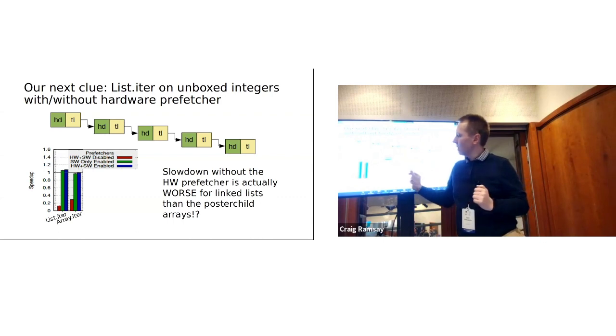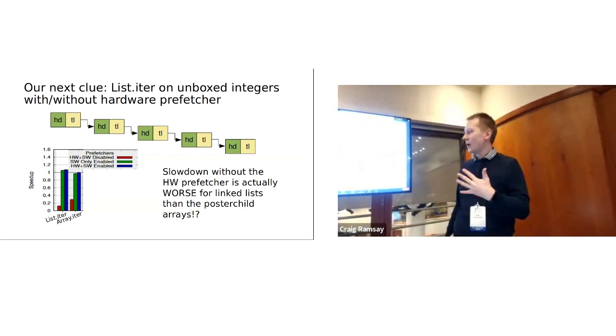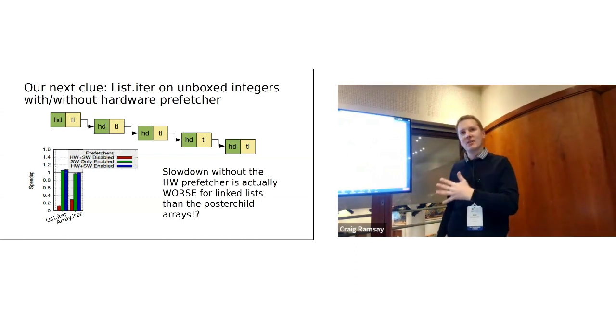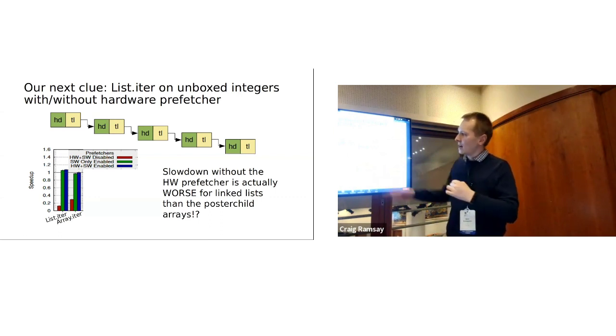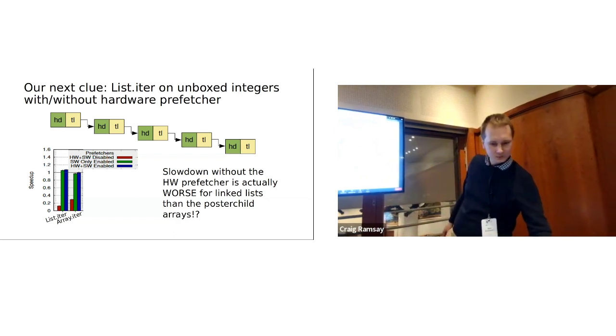But note that without the hardware prefetcher turned on, the list actually slows down more than the array does. And yet I've told you this hardware prefetcher is for finding regular patterns like the sort that you get in arrays. And yet it's the linked list that's slowing down more when you turn it off. The other thing is that we are able to software prefetch this really well, and I'll show you how in a second.